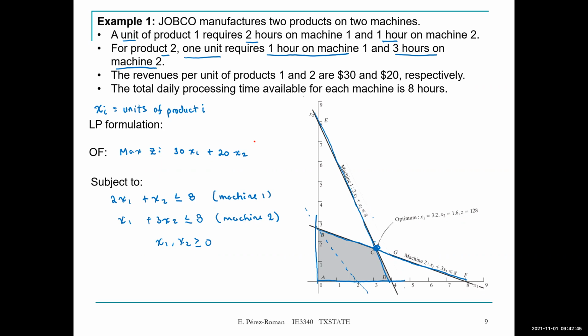Okay, so so far that's what we know. For the graphical method, we can identify the optimal solution, and that optimal solution for this problem is 3.2 for x1 and 1.6 for x2, with a profit of $128. But now we want to take this analysis a little bit further.